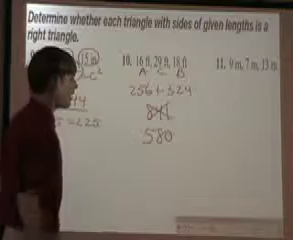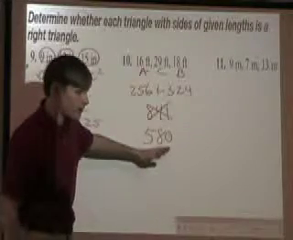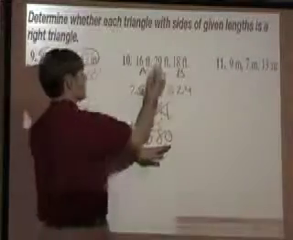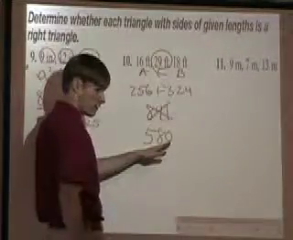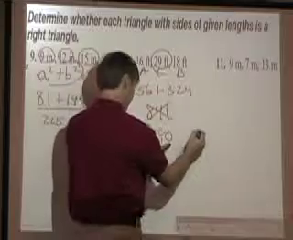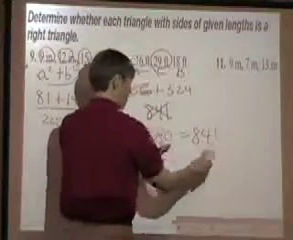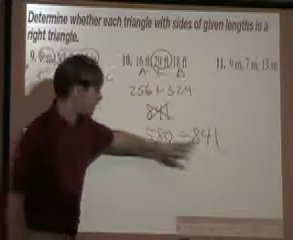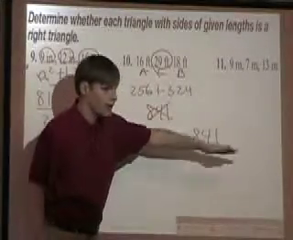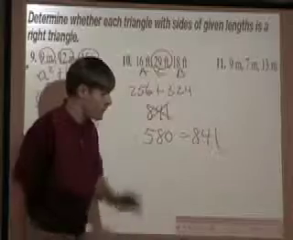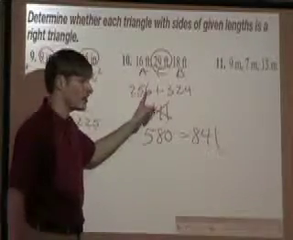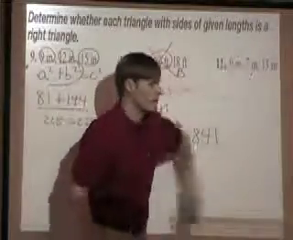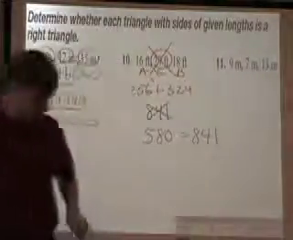Okay? Now, A squared plus B squared was 580. Now we've got to check what's C squared. What's 29 squared? It's 841. So now let me ask you this. Did A squared plus B squared equal C squared? No, it didn't. So is this a right triangle? No. This is not a right triangle. So you try 11 on your own and see if you can tell me if it's a right triangle or not.